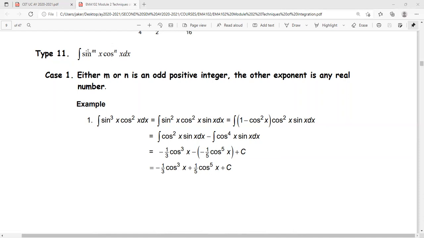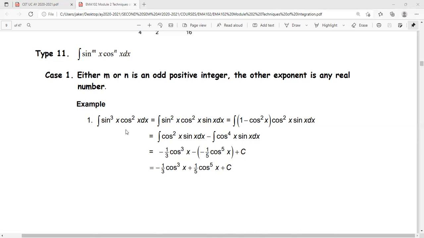So m could be odd and positive. Okay, and the other could be any real number. It's the same thing with n. So n could be odd and positive, and the other could be any real number. Now, what particular identity should be used? It's actually the same as the identity used in type 1, case 1. So the Pythagorean identity, sine squared plus cosine squared equal to 1.